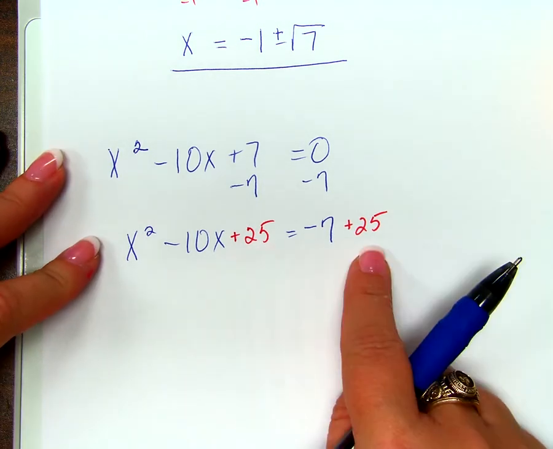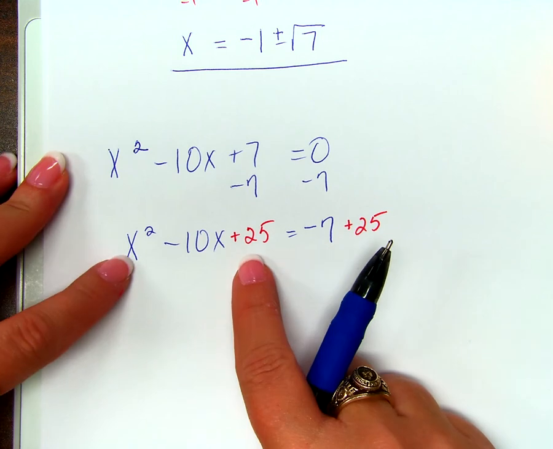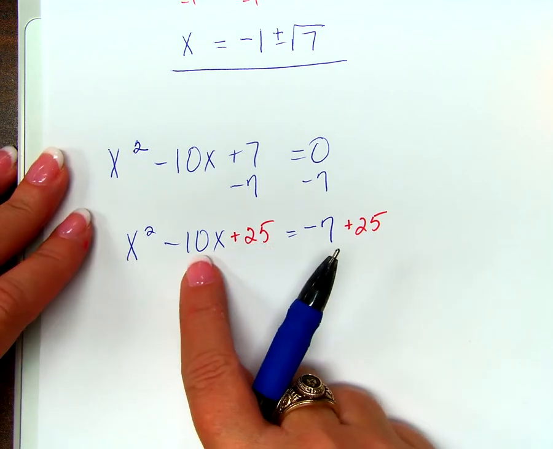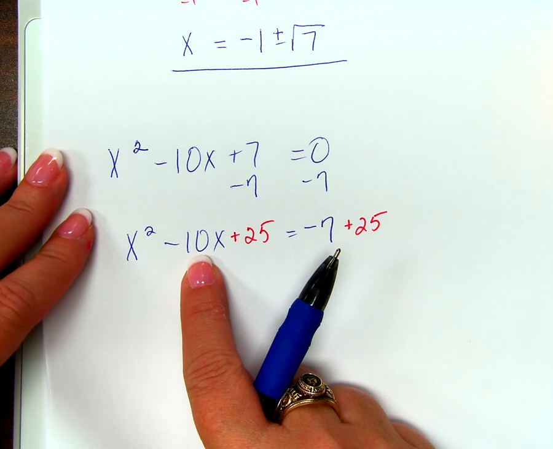If I add it to one side, I've got to add it to the other side, right? So why did we pick 25? Divided 10 by 2 and got 5 and squared it.